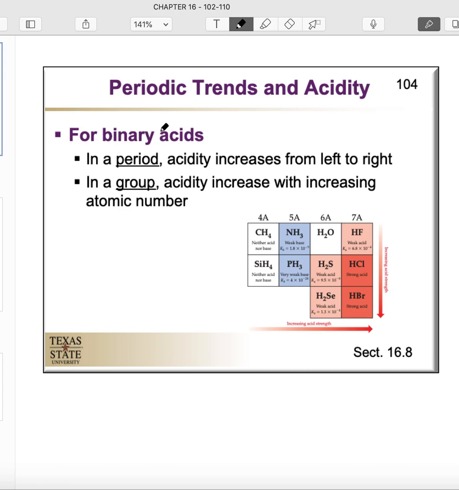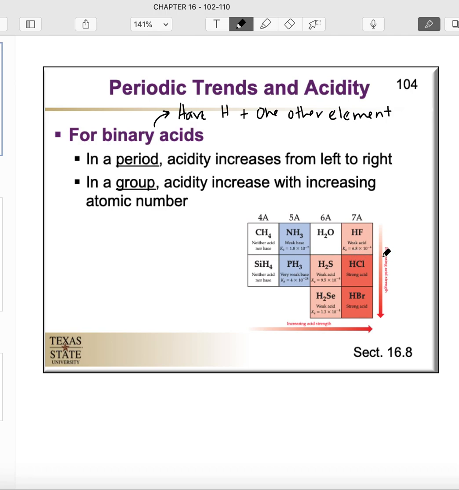There are the rules for binary acids. Binary acids are the acids that have hydrogen together with one other element, and that other element is going to be a nonmetal. So examples of these binary acids would be something like HF or HCl or H2S or H2Se or something like that, right? Hydrogen plus one other nonmetal element.